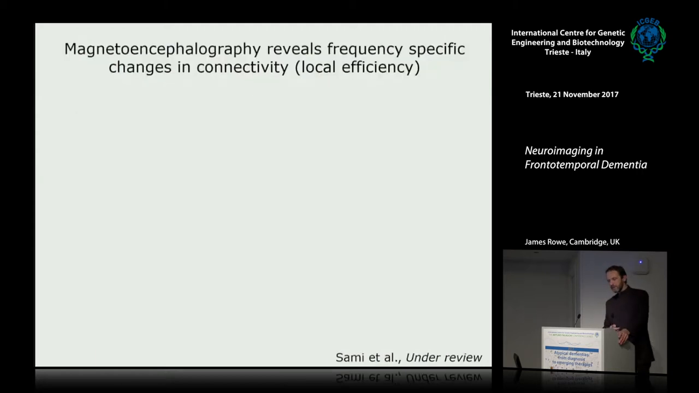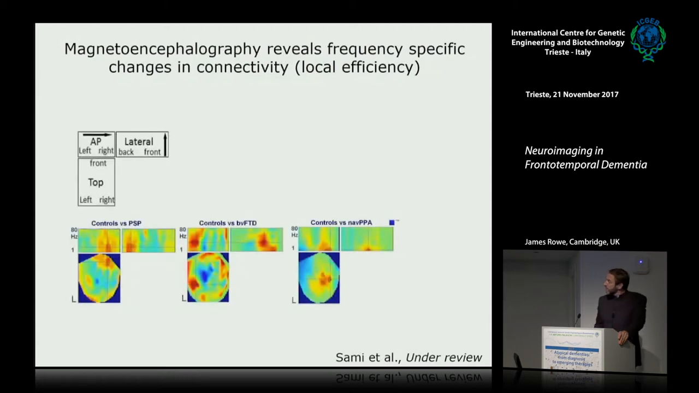Of course, imaging, as I've shown so far with MEG, is a very impoverished tool. So with MRI, we can use MEG to reveal some of the spectral dynamics and more sophisticated information processing properties of the brain and local networks. This study, which is currently under review, but I'm happy to share the data provisionally, compared three types of frontotemporal lobe degeneration: PSP, behavioral variant, and non-fluent variant.